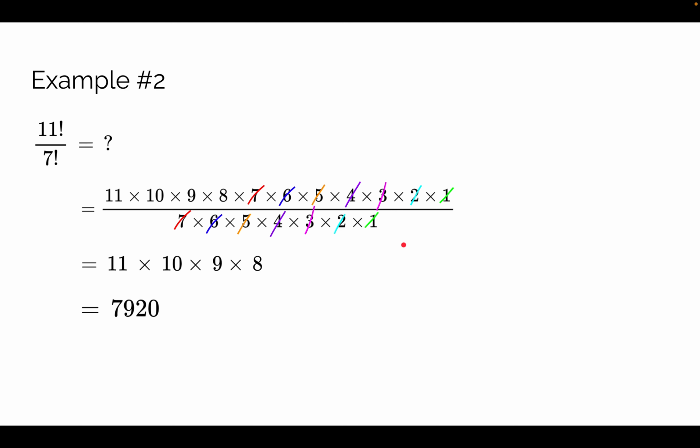So again, what we did was we expanded out the numerator and the denominator, we canceled out all of the common factors, and then we multiplied all of the factors in the numerator which were left, and that would give us our final answer.